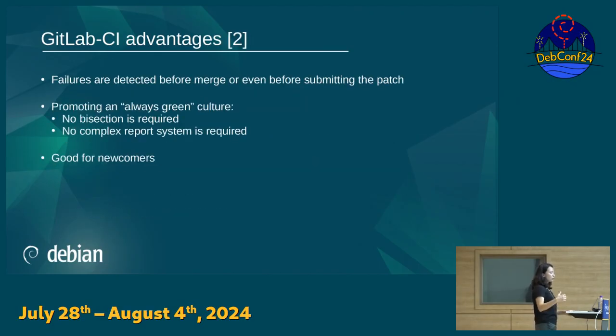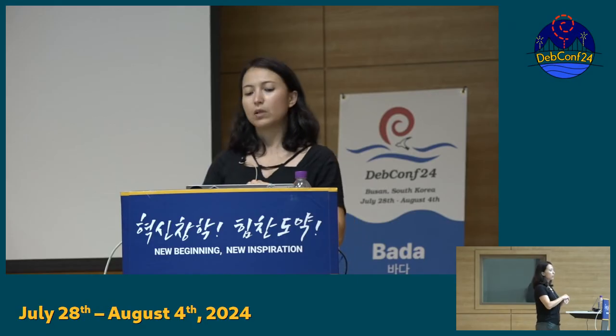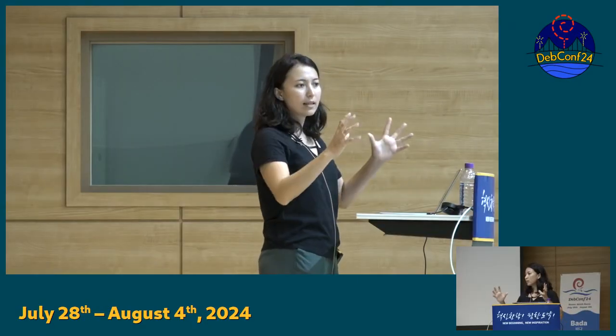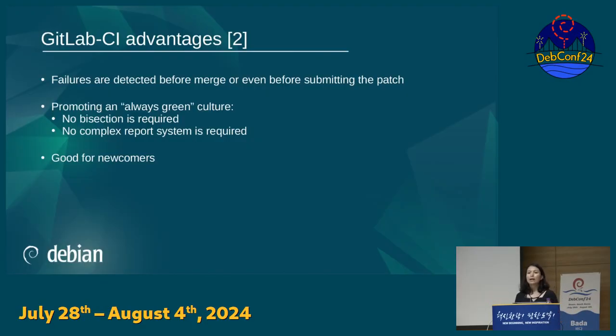Also here, failures are detected before merge or even before submitting the patch. So when we are promoting an always green culture, which means that all tests must be passing before merging, this simplifies the CI system a bit as well. So no bisection is required, no complex reporting system is required, and the problem of taking care of false positives is not that big anymore.